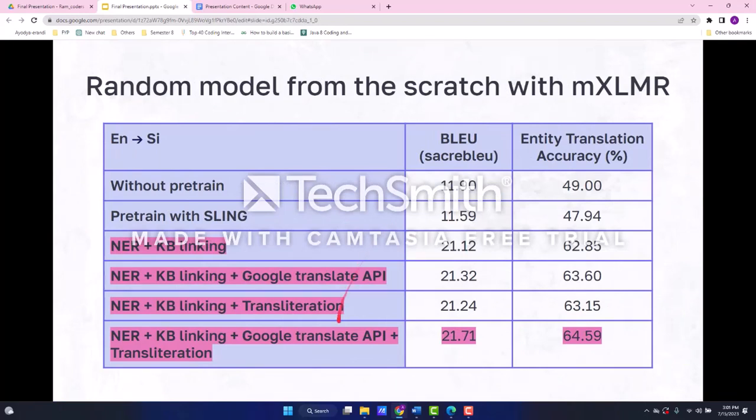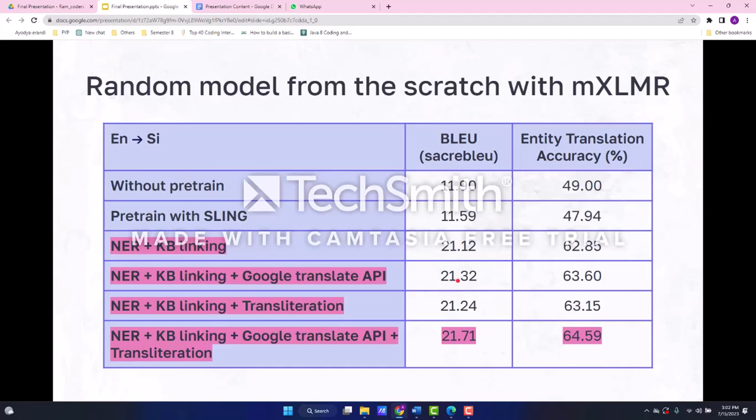As shown in the table, first we find that NER plus KB linking plus Google Translation API plus transliteration surpasses all other methods. As we can see, the fine-tuned random model gives better results than the fine-tune after pre-training with SLING. At the moment, Sinhala is not there as a default language which SLING is implemented for. So this may be the reason why pre-training with SLING gives lower results than the other methods. In particular, our proposed approach that uses the NER system obtains a substantial gain of 9.53 BLEU in English to Sinhala translation.